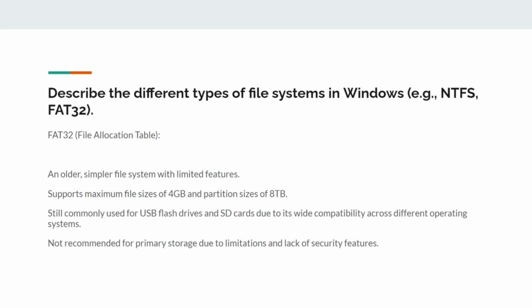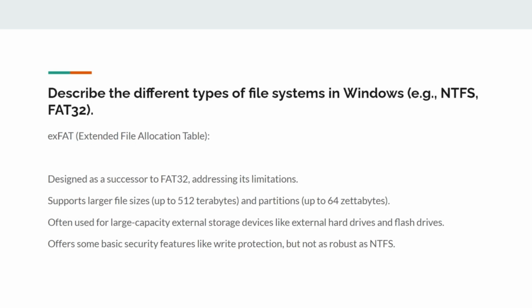FAT32 is an older, simple file system. We'll find FAT32 mostly on USB and SD cards because it's compatible across different operating systems. It's not recommended for primary storage because of its limitations and lack of security features.